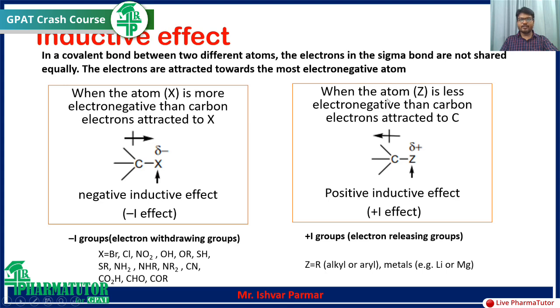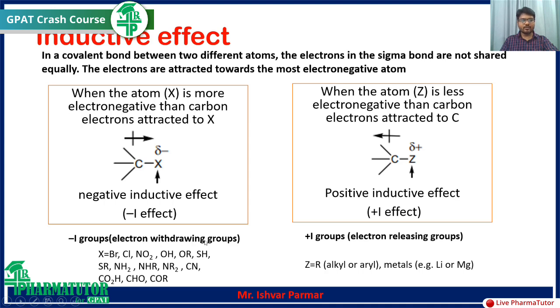Now when the atom Z is less electronegative than the carbon, electrons are attracted to the carbon. You can see here Z is less electronegative than the carbon. So carbon is more electronegative and withdraws the electrons from this Z. So Z is delta positive and carbon is delta negative. It forms a positive inductive effect. And this inductive effect occurs through the different nature of the groups present.